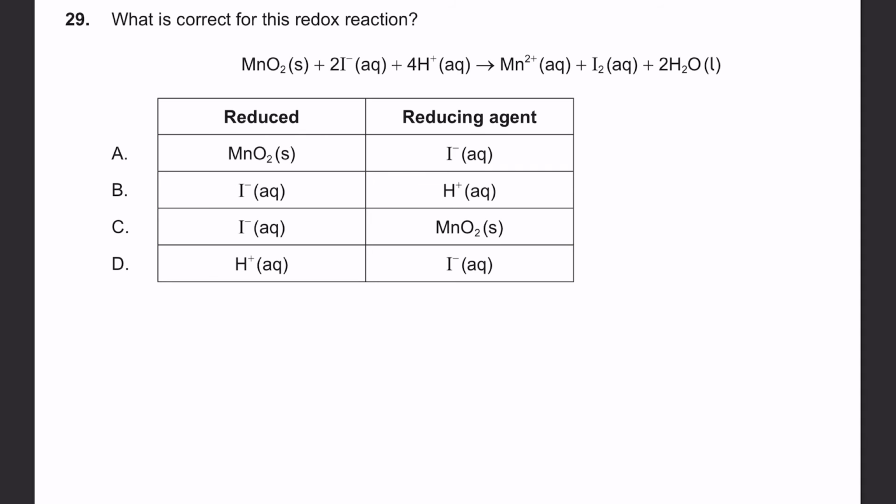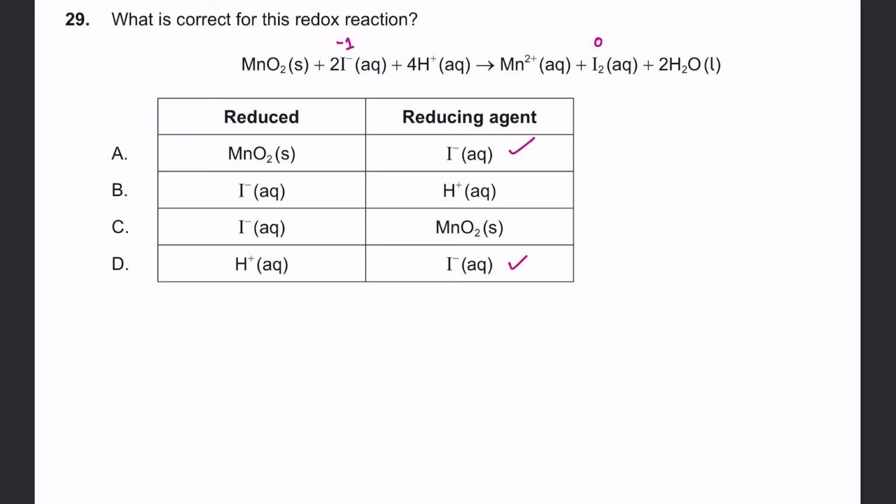Now on 29, we have to identify which species gets reduced and which one is the reducing agent. This is again very easy. We just have to write the oxidation numbers and that will be okay. For I minus, the oxidation number is -1. In I2, the oxidation number is 0. So there is an increase in oxidation number, so this is an oxidizing process. The species which gets oxidized is called the reducing agent. So I minus is our reducing agent.